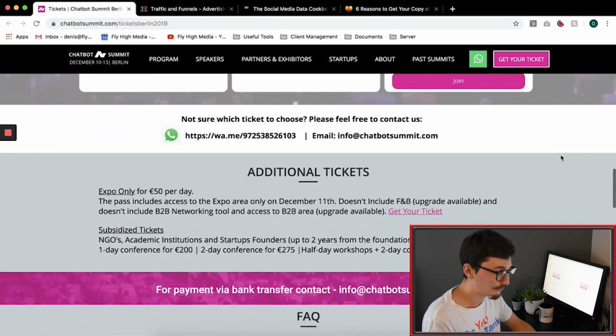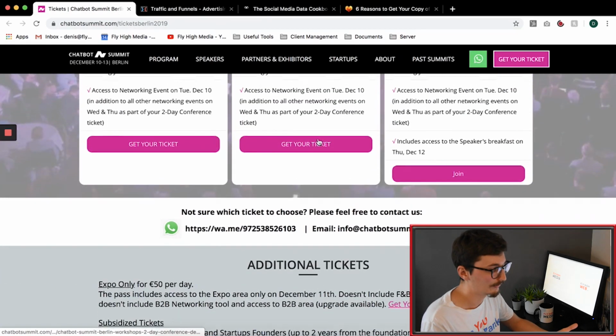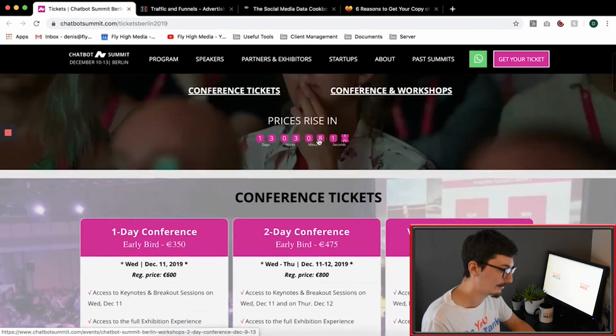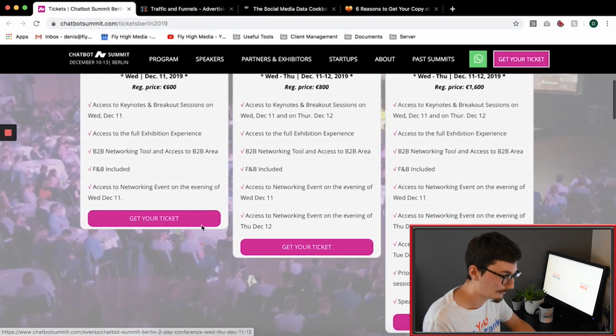As you can see, call to action buttons everywhere, so I clearly know what I'm meant to do. I'm here to get my ticket. Get my ticket, get my ticket, get my ticket.